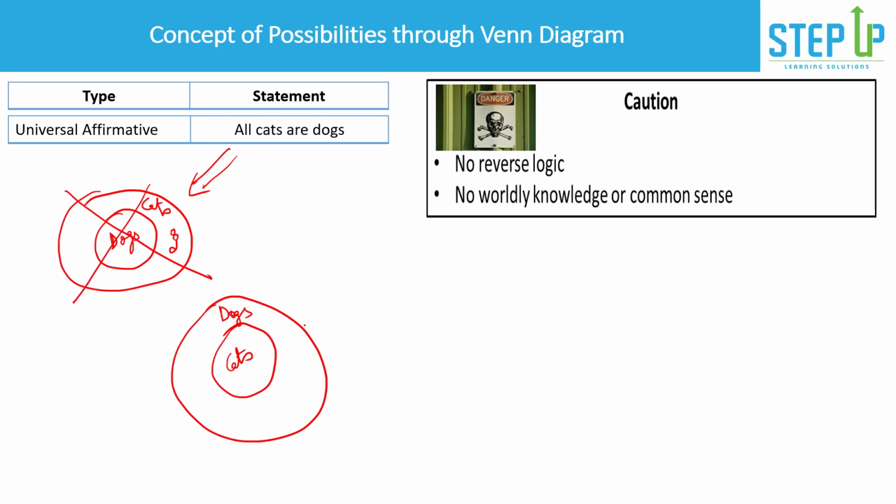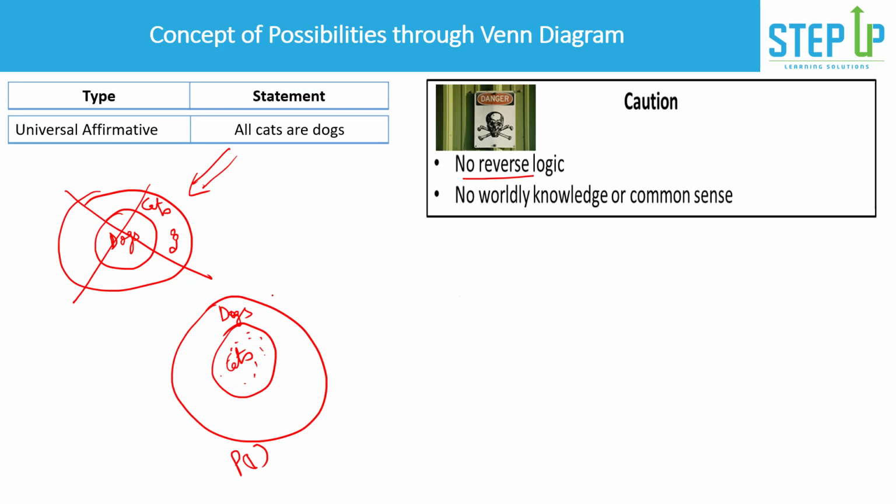How about this? If I say all cats are dogs, can I say that this is a correct possibility? Yes, because all the cats are in the dog circle. That means we can say all cats are dogs. That is exactly why I was saying no reverse logic. If you say all cats are dogs, it does not necessarily mean all dogs are cats.